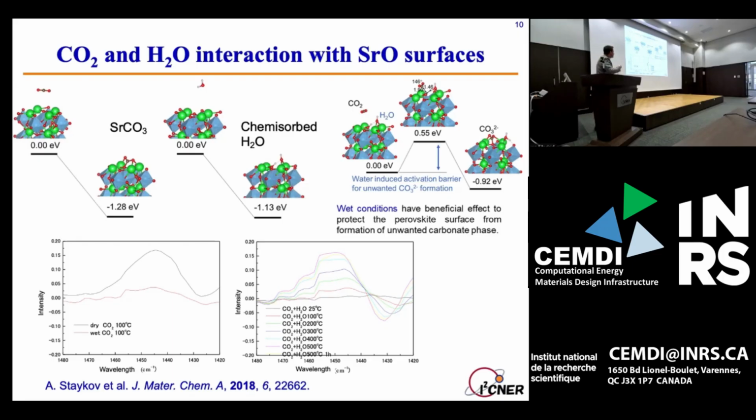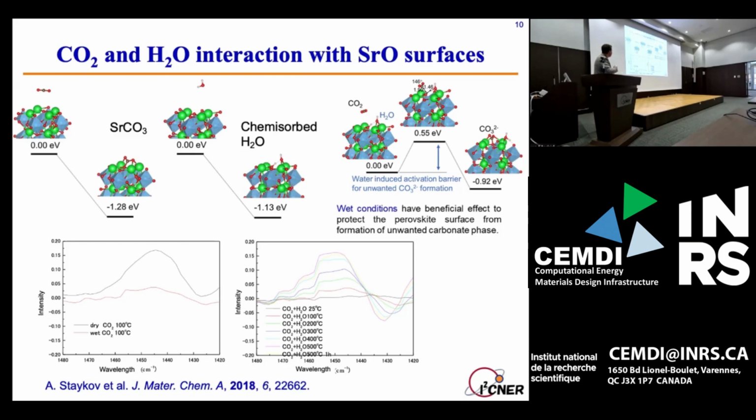Another thing we've seen is that if water is pre-absorbed on the surface, or if for some reason we have high humidity and water is there before the CO2, water will actually create a protective layer on the surface and significantly delay or even stop the carbonate formation. We performed the experiment to prove it.